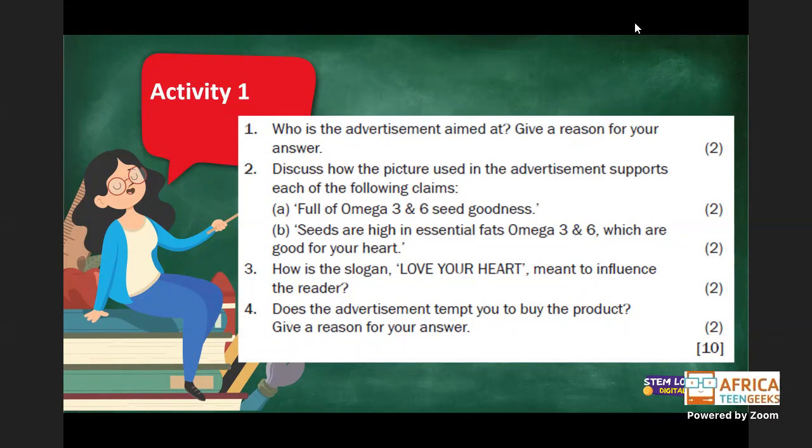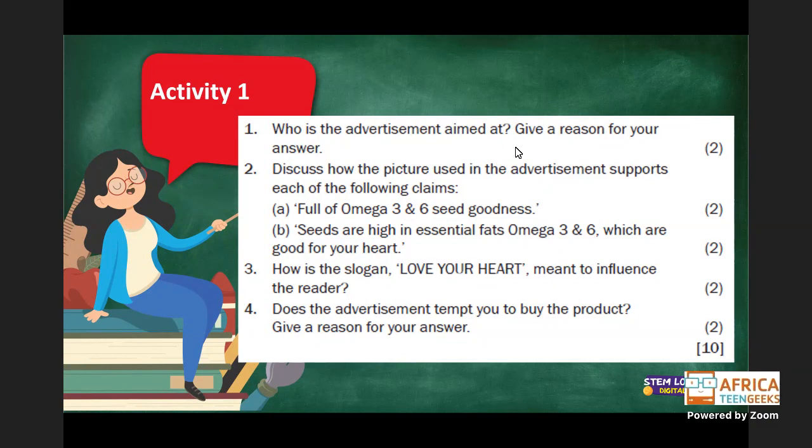So it's meant to persuade readers of this advert by convincing them that if you are concerned about your heart, then you need to buy the product. So Bongi, that would be 2 marks for you. Nice job. And fourth, does the advertisement tempt you to buy the product? Give a reason for your answer. So that's an open-ended question. If you look at the advert, would you be compelled to buy?